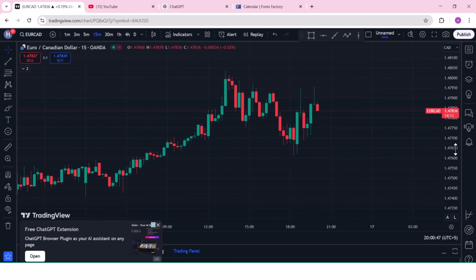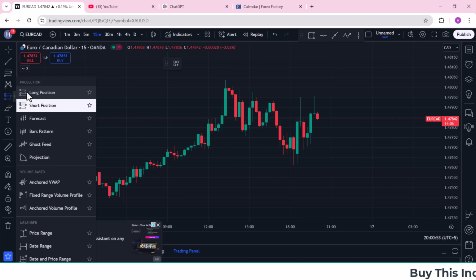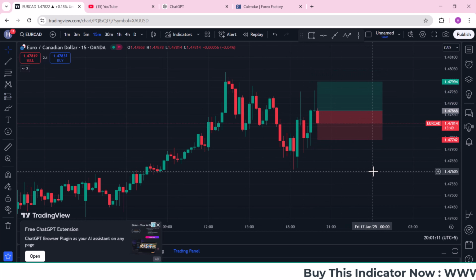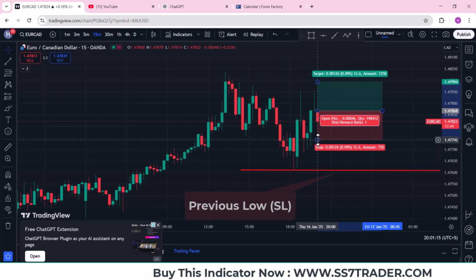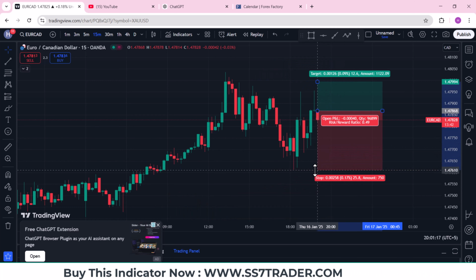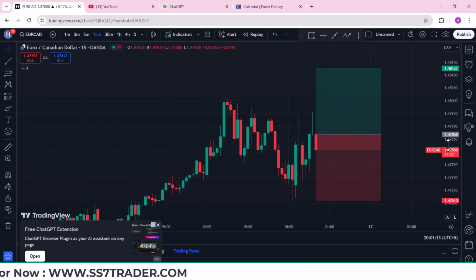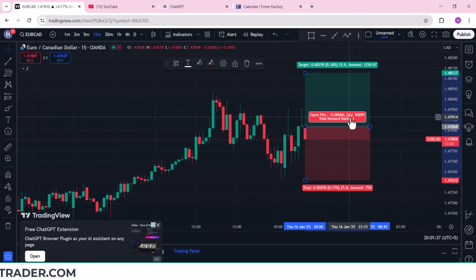Now that you've taken the trade, the next step is to set your take profit and stop loss. Here's how you can do that with precision using TradingView. First, go to TradingView and use the long position tool from your entry point. For your stop loss, set it at the previous low from your entry. Then, for your take profit, aim for a risk-reward ratio of 1:1. This ensures you're managing your risk effectively while aiming for consistent returns.